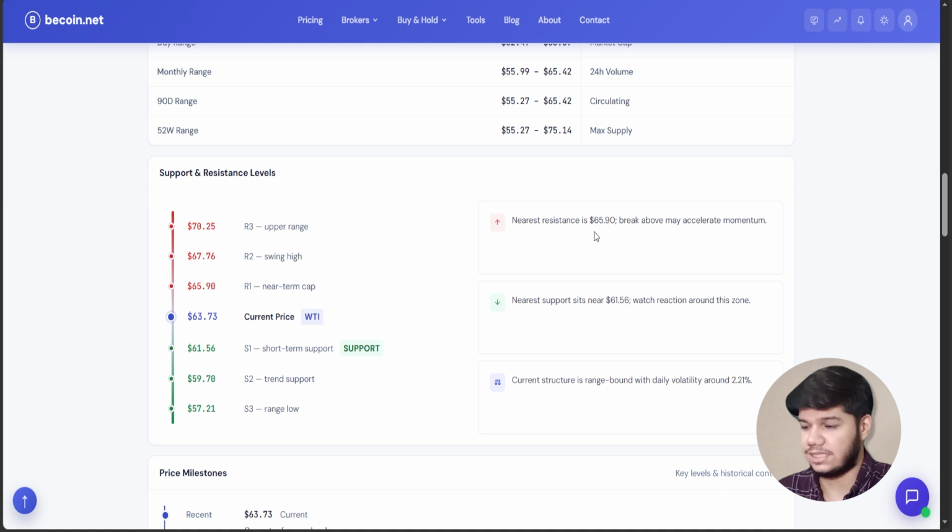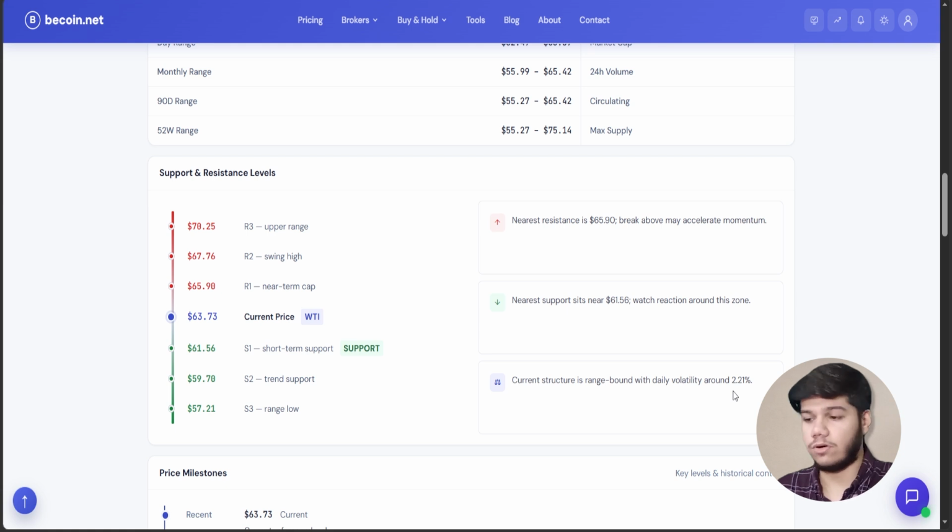Nearest resistance is 65.90. Break above may accelerate the price higher. If the price breaks above 65.90 with momentum and volume due to any political news or macro influence, the price could go very much higher. The nearest support sits around 61.56, and if the price fails to hold that support level, we can see a downward region. Furthermore, the current structure is range bound with daily volatility of 2.21%.